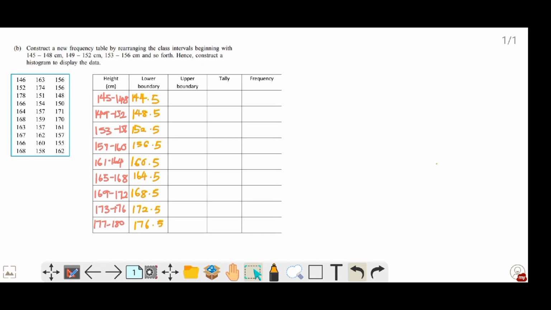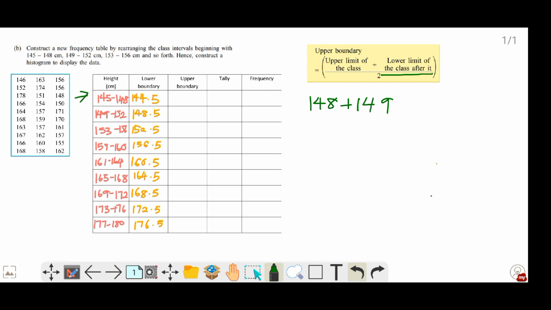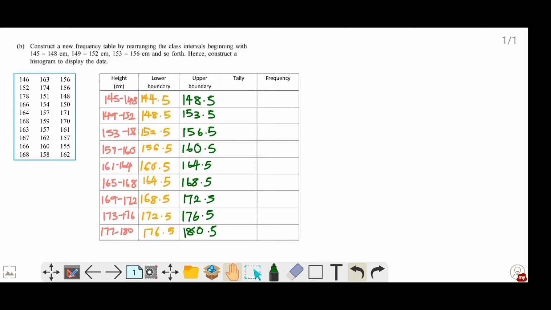This is how you calculate lower boundary for other classes too. Now for upper boundary, we can also just use a formula to find it, and this is the formula for this. So now to calculate the upper boundary for class 1, we just add upper limit of the class, which is 148, plus lower limit of the class after it, which is 149, and divide it by 2, and you will get 148.5. And upper boundary for other classes, you can find it using this formula too.